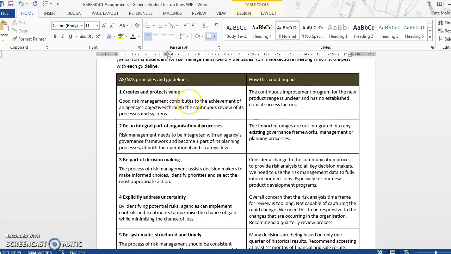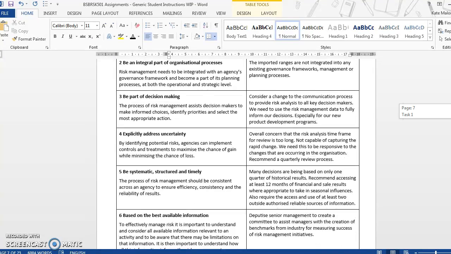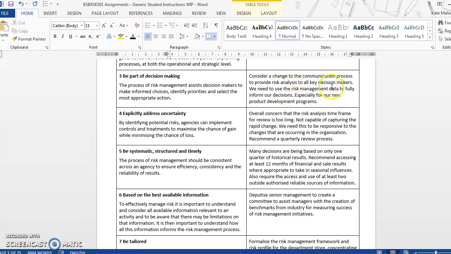So basically, 1, creates and protects value. That's a continuous improvement for the new product range. 2, be an integral part of the organisation processes. So the imported ranges are not integrated into frameworks, management or planning processes. So that's something that needs to be done. 3, be part of the decision making. Consider a change to the communication process to provide risk analysis to all key decision makers.